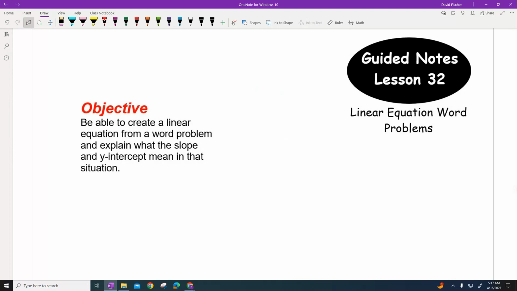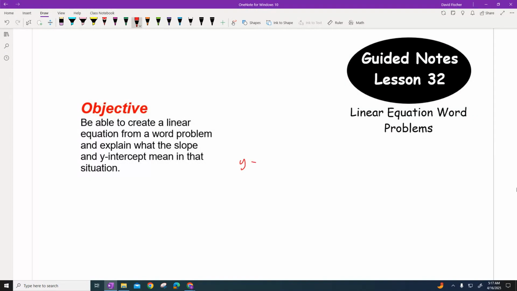Hey, good morning. The next couple of days, we're going to be working on linear equation word problems. Now, kids hate word problems for some reason, but they're most important. And so we've already talked about a couple kinds of formulas here.